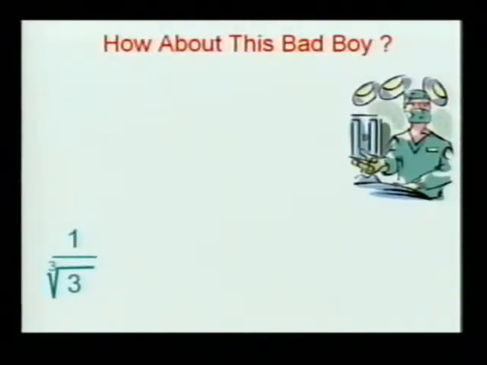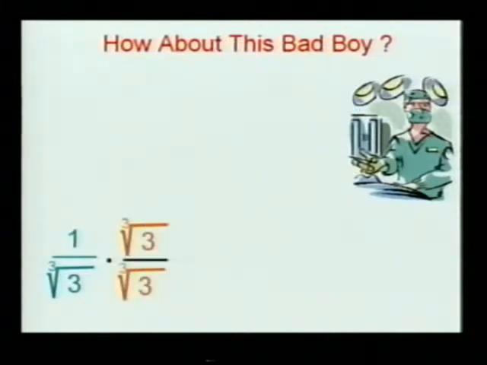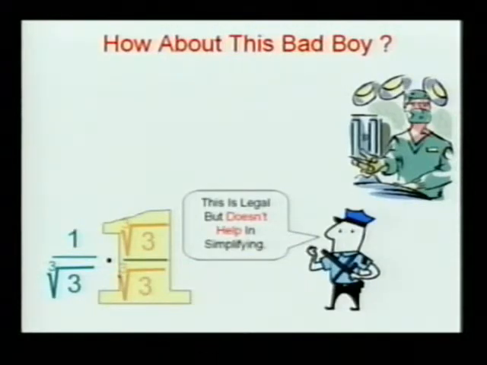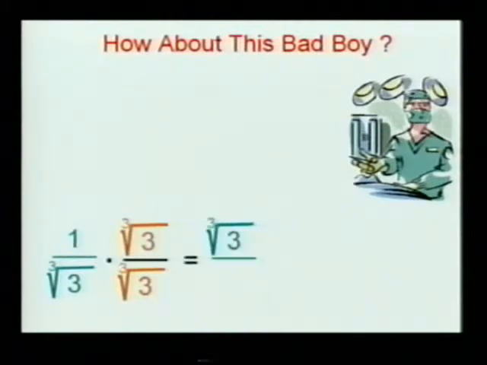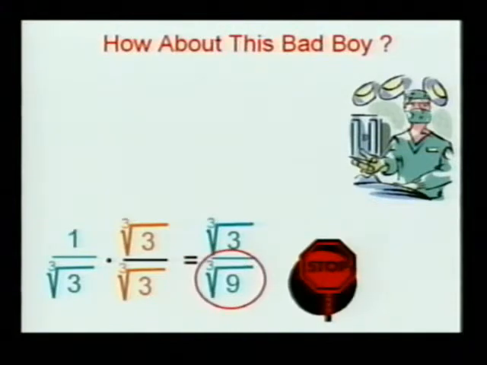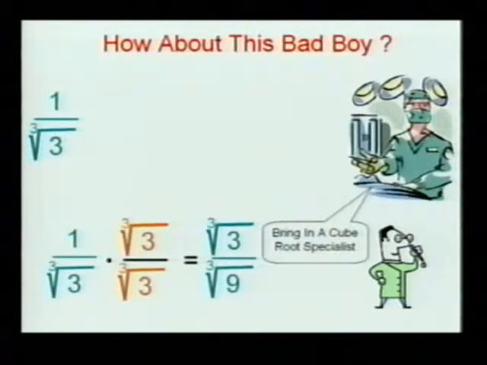How about this one? 1 over the cube root of 3. Well, if we multiply by the cube root of 3 over the cube root of 3, it's not going to work. Here's where our basic idea of trying to make it into a perfect square or a perfect cube is really going to help us. Cube root of 9 in the bottom is not going to simplify. Look, we get cube root of 3 over cube root of 9. It's not happening. So here's where the second idea is going to help you a lot.